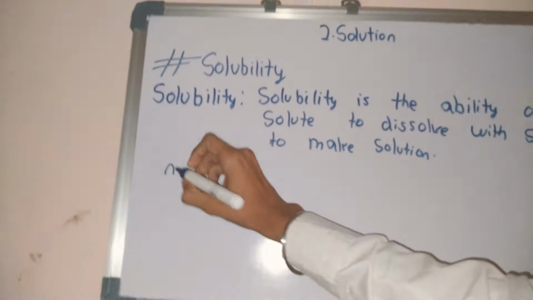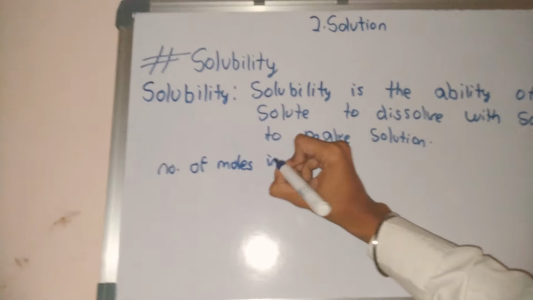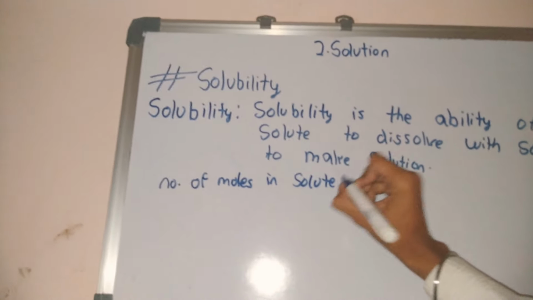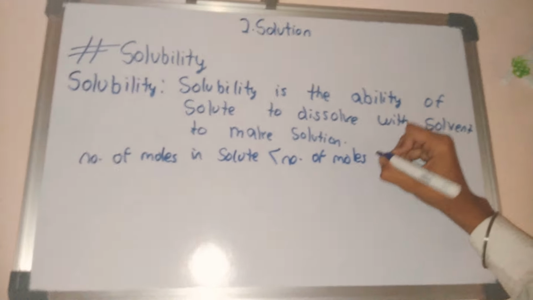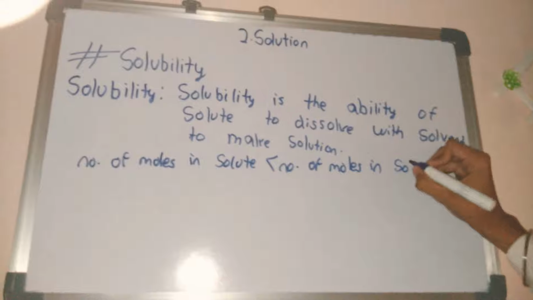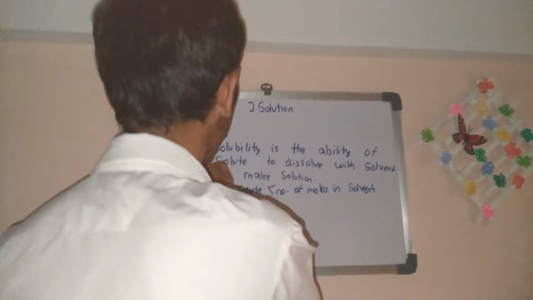So basically see here, the number of moles in solute is less than the number of moles in solvent. Okay, so basically the ability of this sugar, that is solute, to dissolve with water is known as solubility. Okay, so I think that you all have understood what solubility means.